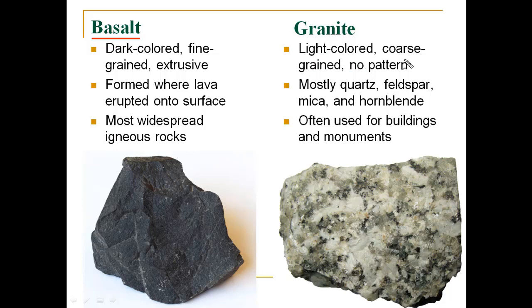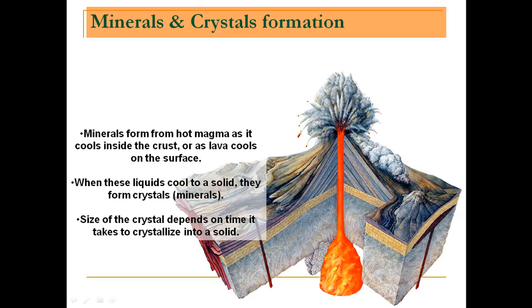Granite is light colored and coarse grained, and there is no pattern. They're haphazardly assembled. Granite mostly contains quartz, feldspar, mica, and hornblende, often used for construction in buildings and in monuments. Now we'll learn how minerals and crystal formation took place in rocks.